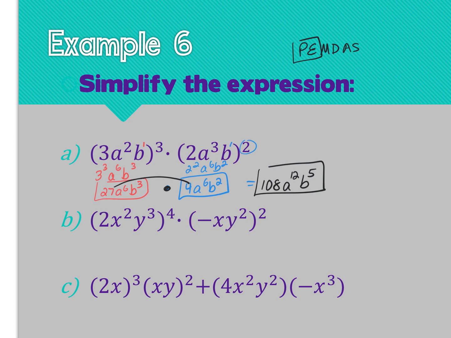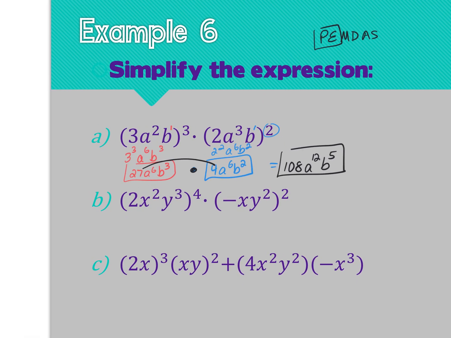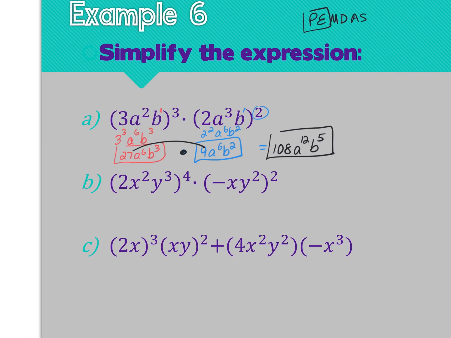So let's keep going and do the other ones in B. Again, we have the left one raised to the 4th power, the right one raised to the 2nd power. So let's start with the left one. I've got 2 to the 4th power, x to the 8, and y to the 12. Remember, powers to powers get multiplied. And 2 to the 4th power is 16. So I've got 16x to the 8, y to the 12, times, right?